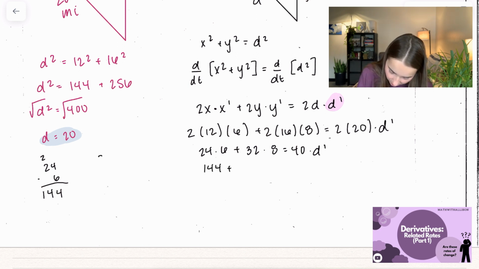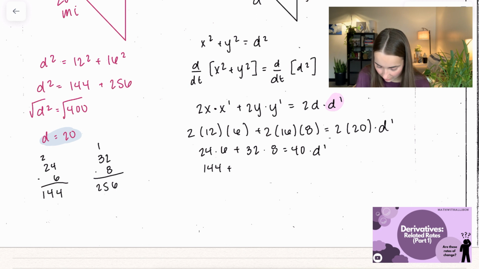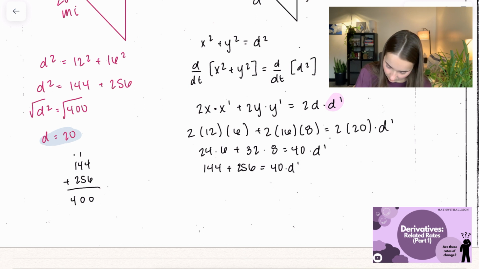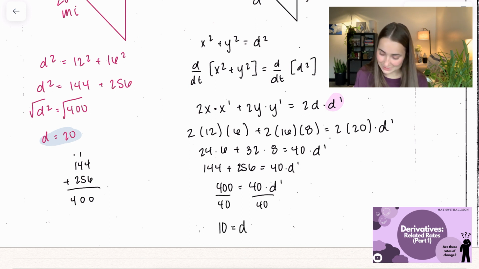And now we can do 32 times 8. So 8 times 2 is equal to 16. Add that 1. 8 times 3 is 24, plus that 2 is 25. So 256, and this is equal to 40 times d prime. And again, we can whip out the old-fashioned math and we can just add those together. And we get a value of 400, which is equal to 40 times d prime. We divide both sides by that 40, and we get that the rate of change of the distance is equal to 10.